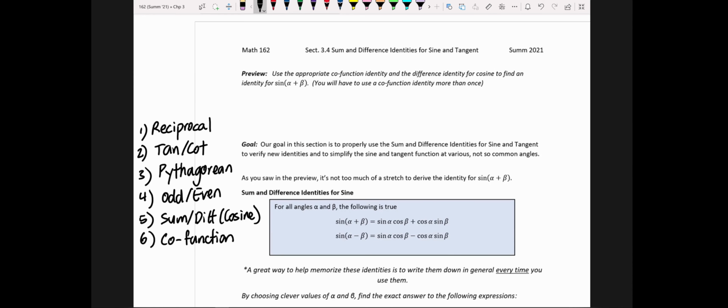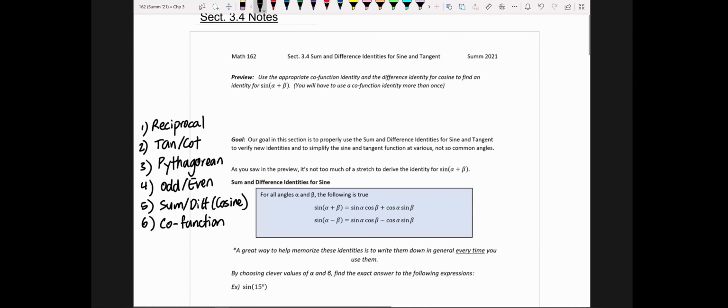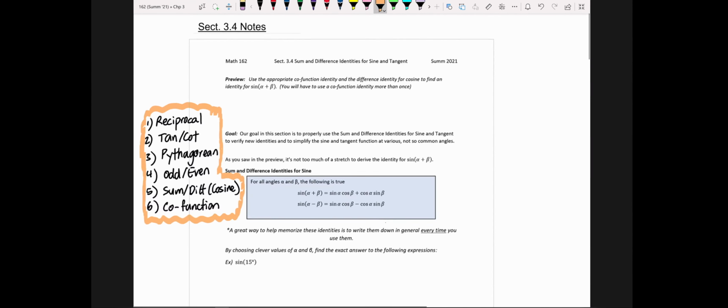And then today we're going to learn four more to complete the list. So altogether, there'll be 10 groups of identities. These become tools in our toolbox. We use identities to help us simplify expressions, find the exact value of trig functions that are not on the unit circle, prove identities are true, and then later solve trigonometric equations. So the sum and difference for sine is going to be number 7.